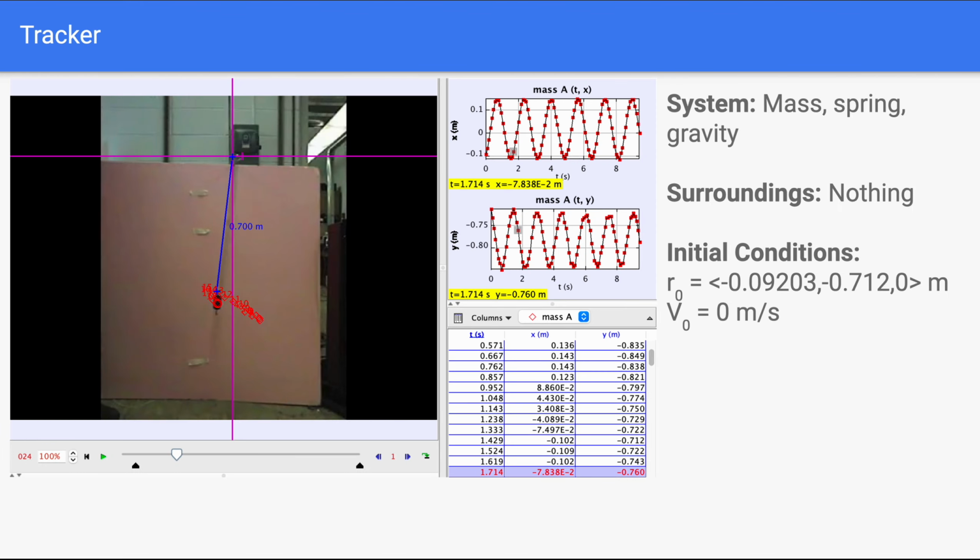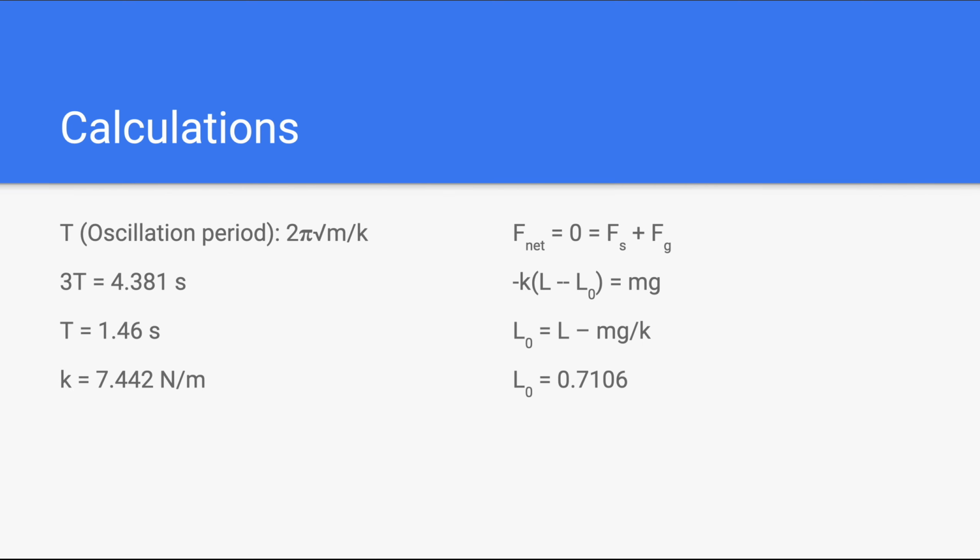Here's my tracker analysis. My system was the mass, the spring, and gravity, and I had nothing in my surroundings, which is why we could set delta E equal to 0. For my initial conditions, the initial position was negative 0.09203, 0.712, 0 meters, and the initial velocity was 0. And then those are my graphs in the center from the experiment.